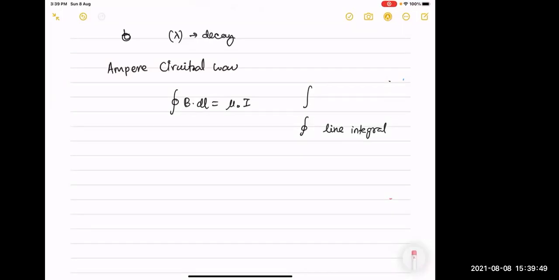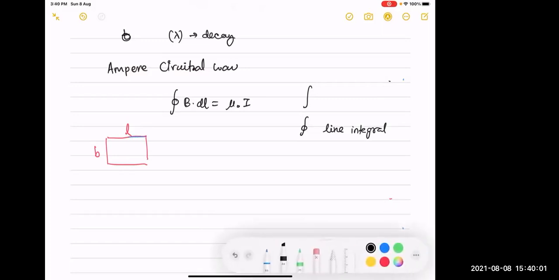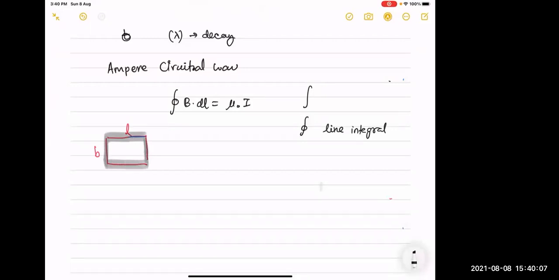Suppose this is a rectangle, this length is L, breadth is B. If you go around this path, one loop, you are going to get a perimeter of 2 times L plus B. So this is just a fancy way of saying line integral of length is 2 times L plus B. Okay, fine.